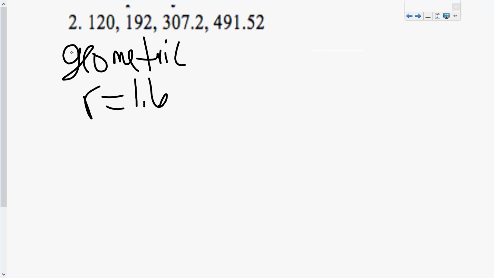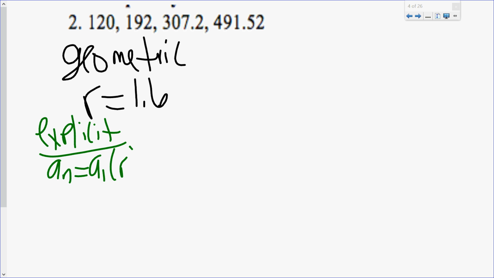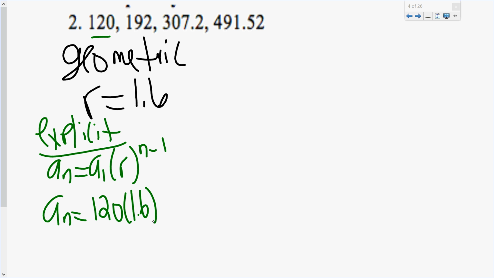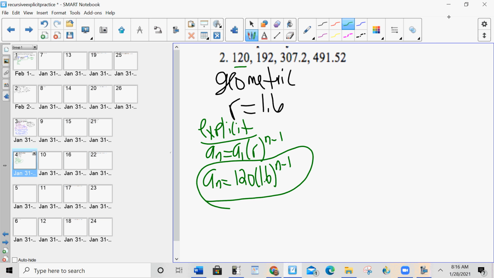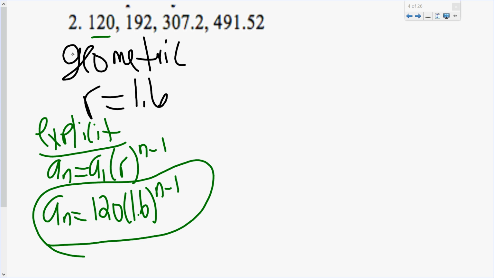So let's start with explicit. Explicit is given to you on your reference sheet. An equals A1 r to the n minus 1. A1 is 120. r is 1.6 to the n minus 1. That's it. For arithmetic, we can distribute and combine like terms. I can't do anything with the geometric formula. I'm done.